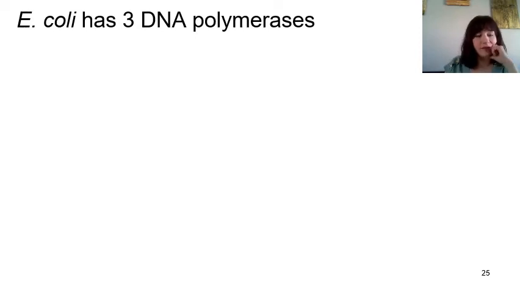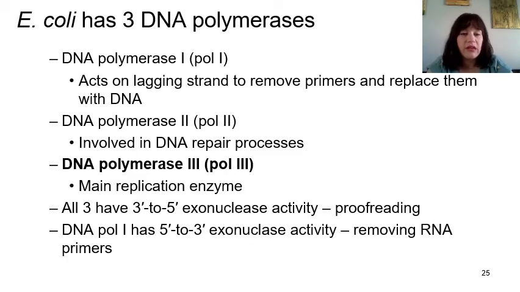Now, let's talk about the difference, what's going on in eukaryotes. So first of all, eukaryotes are more complex. So instead of just having one DNA polymerase, they have three. Now, the one that I want you to focus on is DNA polymerase 3. This is the one that's doing the actual copying, the elongation of the DNA.